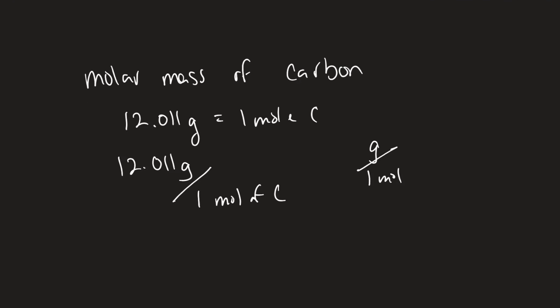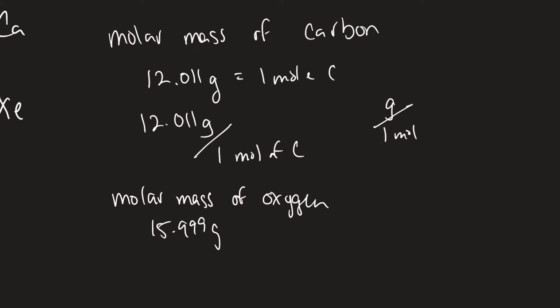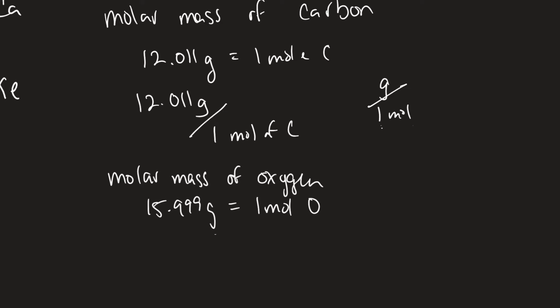Same thing if I ask you, what is the molar mass of oxygen? We know that 15.999 grams of oxygen equals 1 mole of oxygen, or 6.022 times 10 to the 23rd atoms of oxygen. Then we say that the molar mass is 15.999 grams per 1 mole of oxygen. Your units, once again, I want to highlight this, are grams per 1 mole.